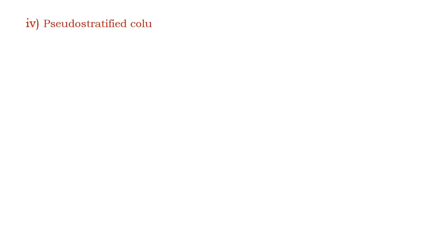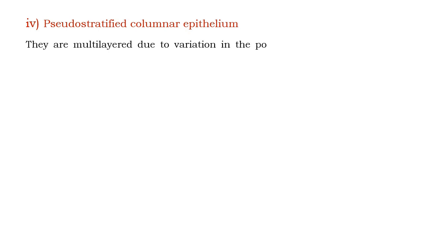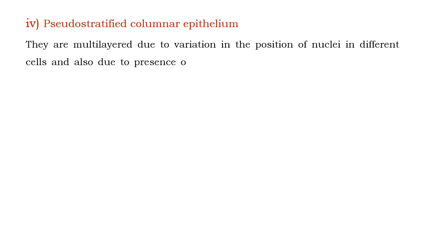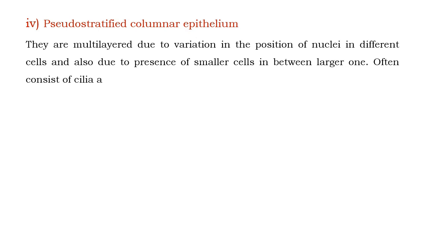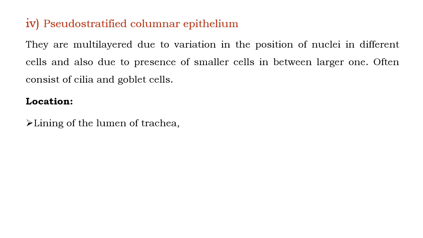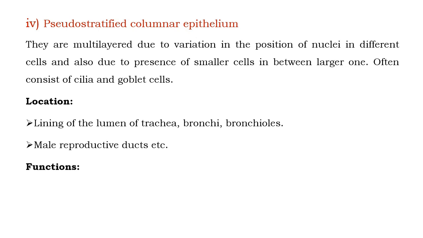Pseudostratified columnar epithelium. They appear multi-layered due to variation in the position of nuclei in different cells and also due to the presence of smaller cells in between larger ones. Often consist of cilia and goblet cells. Location: they are found in the lining of the lumen of trachea, bronchi, bronchioles, male reproductive ducts, etc. Functions: the main functions are secretion, clearance, transport, and protection.